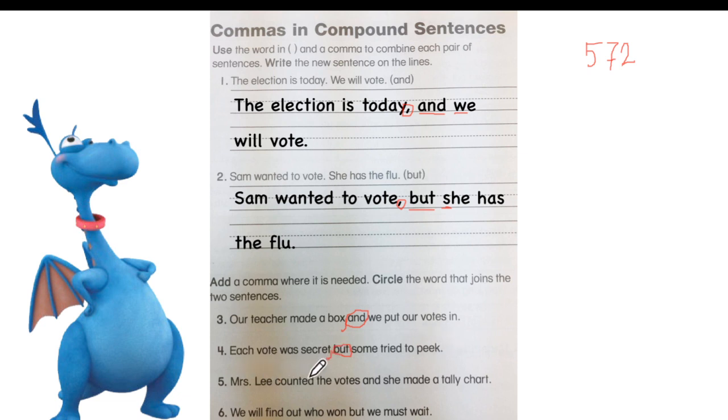Mrs. Lee counted the votes and she made a tally chart. Where is the joining word, the conjunction word? It's the and. Yes, circle. Where shall I put the comma? Before or after? Before. We will find out who won, but we must wait. Where is the joining word, the conjunction word? But. Very good. So where shall I put the comma? In front of it. Very good.